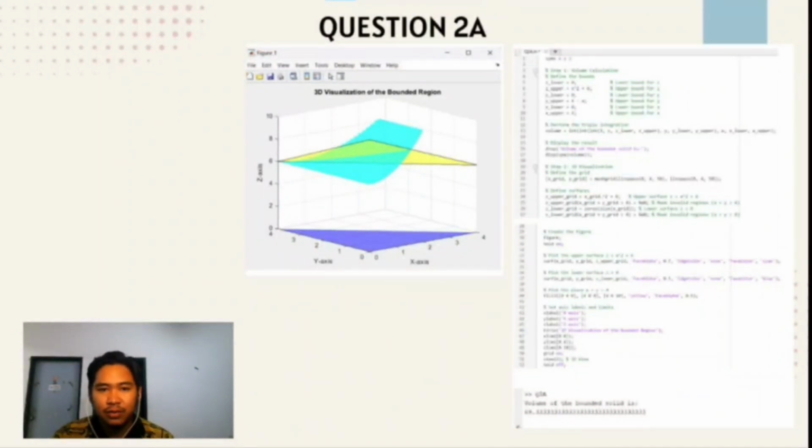Next we go to the simulation of question 2A. For the simulation, we use MATLAB. In this code, we can see it calculates the volume and produces the 3D sketch, then displays the result after calculating the volume. After that, MATLAB gives the 3D visualization, in which we can see the flat surface and the curved surface like this. In the 3D visualization, we have the Z axis, Y axis, and X axis. So that's all for me.